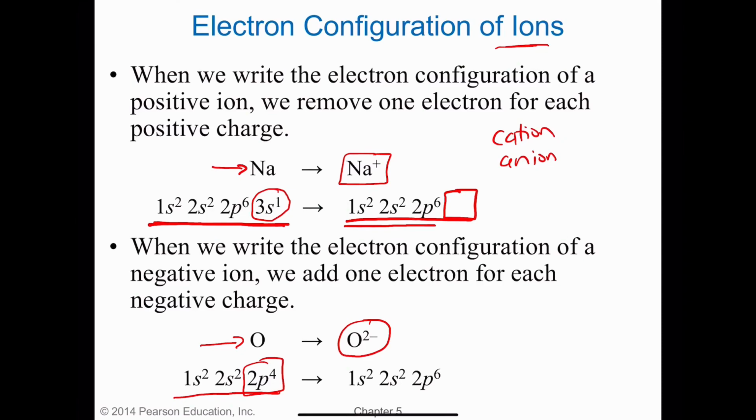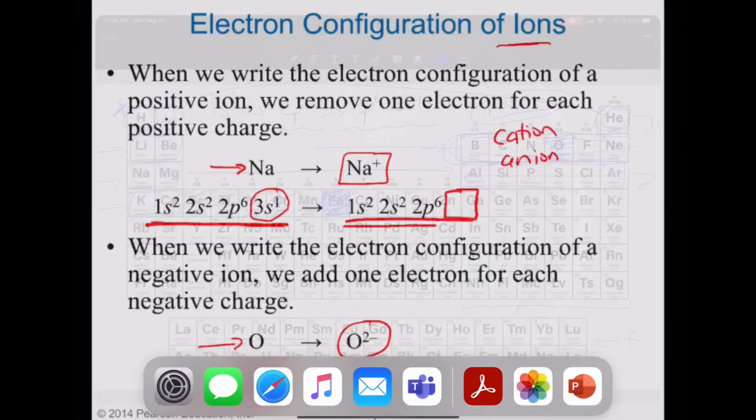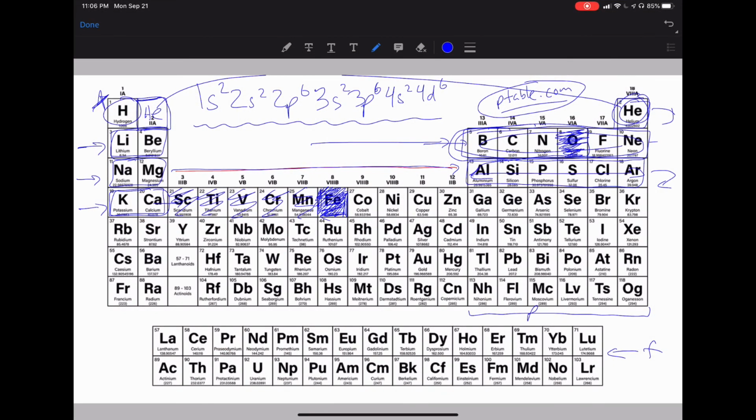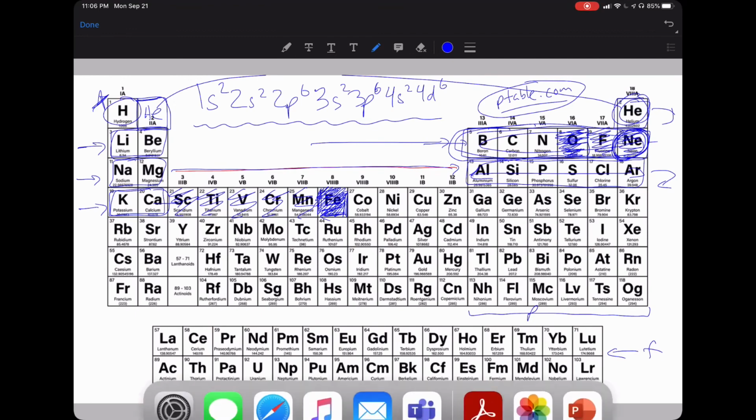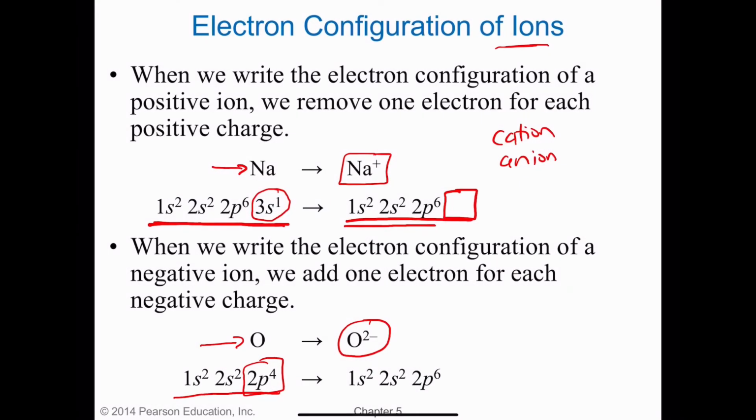But once it gains those 2 electrons, look at the periodic table. If it has 4 and then it gains 2 more, now it's kind of like neon. We say it's isoelectronic with neon. It has the same number of electrons that neon would theoretically have, which is now 6. So that's why this has changed from 2p4 to 2p6.